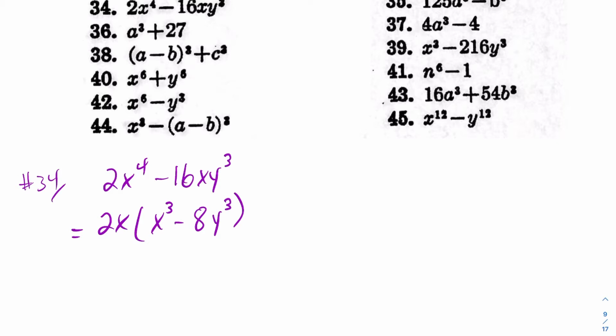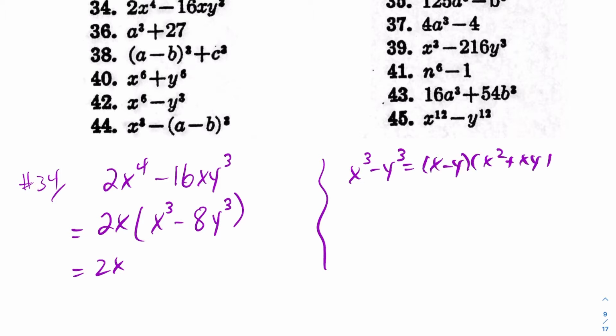Now, if you look at this here, what's set up here is a difference of cubes. With a difference of cubes formula, if you remember, x cubed minus y cubed is x minus y times x squared plus xy plus y squared. So that's the difference of cubes formula.